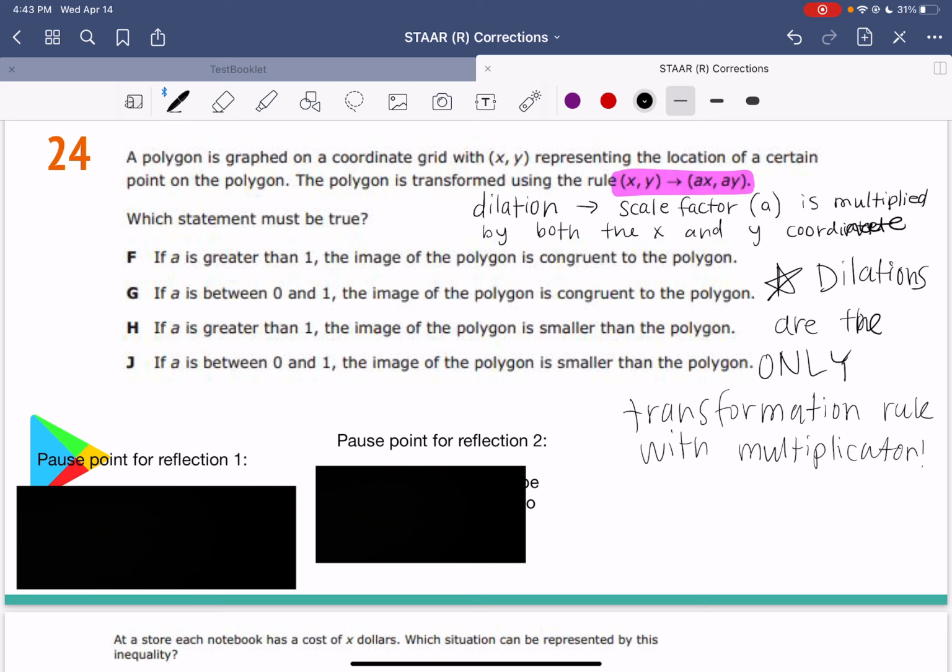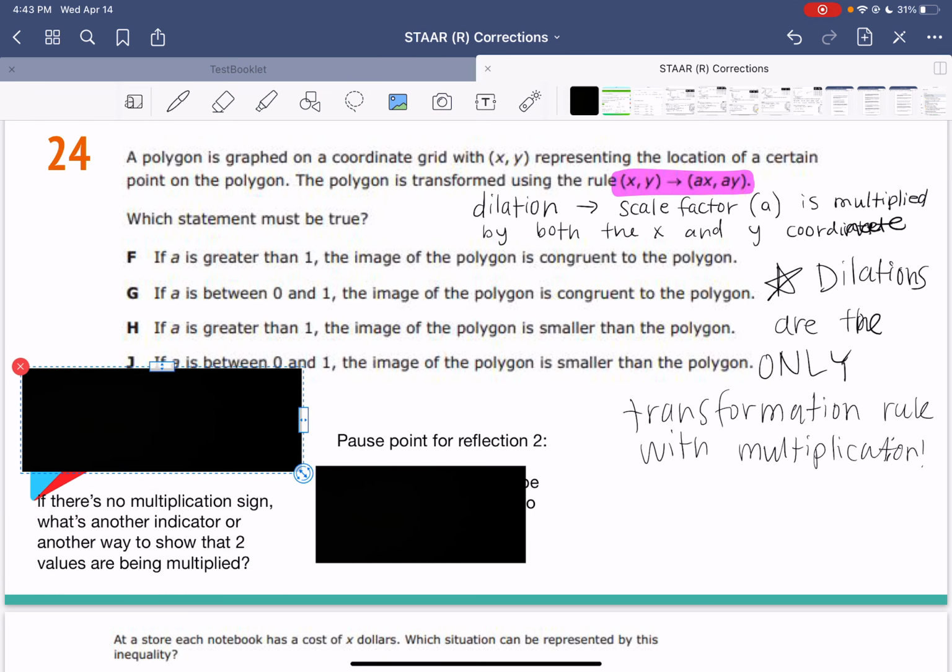So, pause point for reflection 1. If there's no multiplication sign, what's another indicator or another way to show that two values are being multiplied?